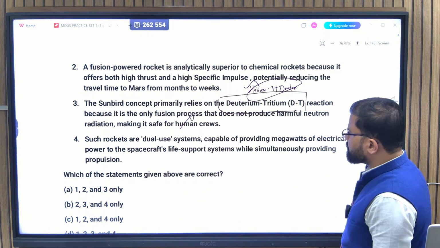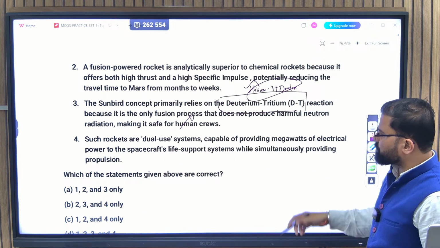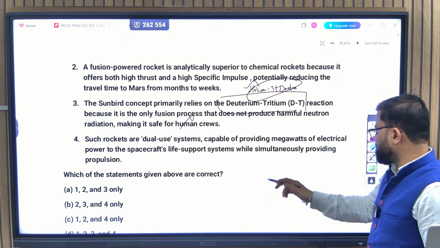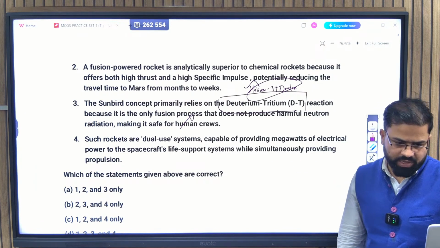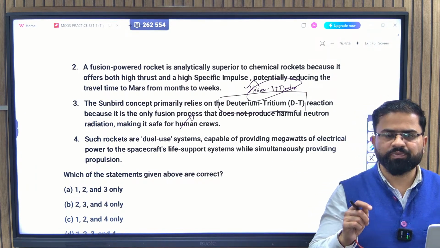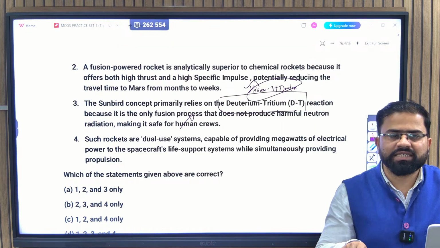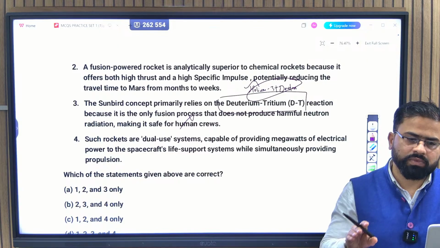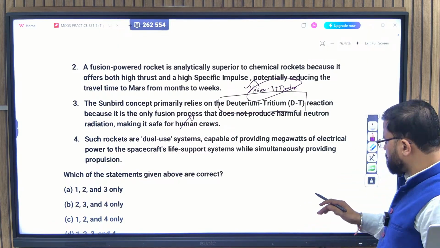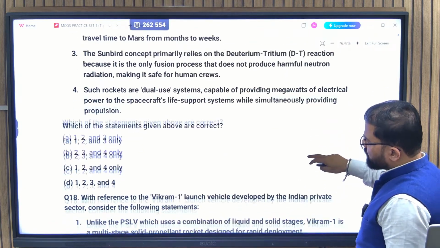Such rockets are dual-use systems capable of providing megawatts of electrical power to the spacecraft life support system while simultaneously providing the propulsion system. There we have discussed it will what? It will be helpful in propelling the spacecraft as well as what? It is going to generate the electricity, and that electricity will be useful for the purpose of payloads. So here the answer will be 1 to 4.